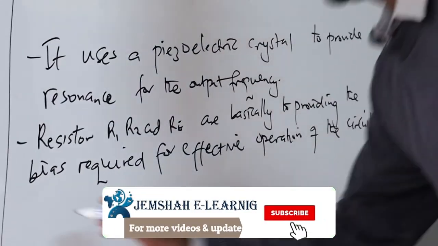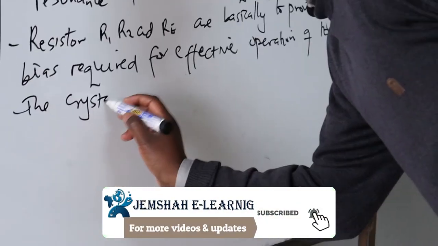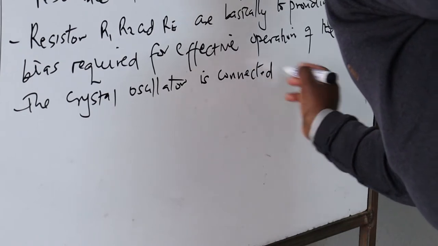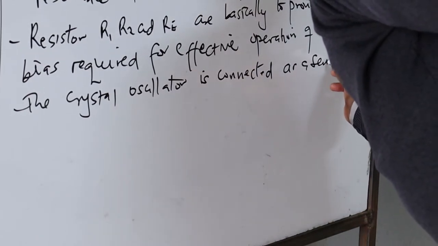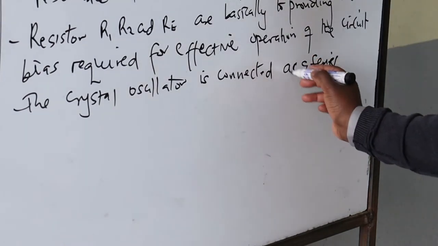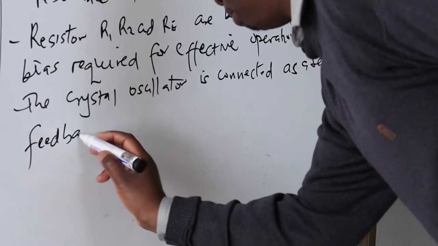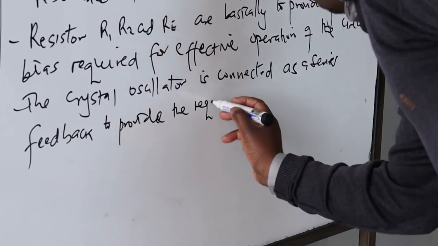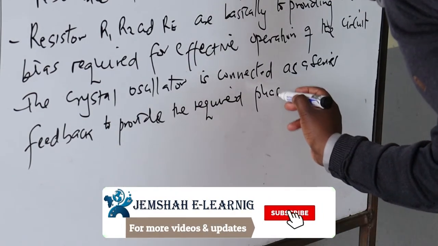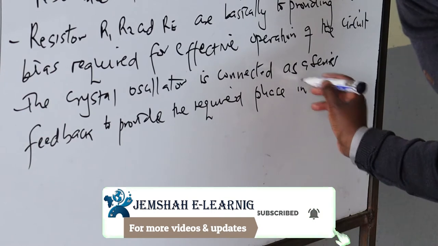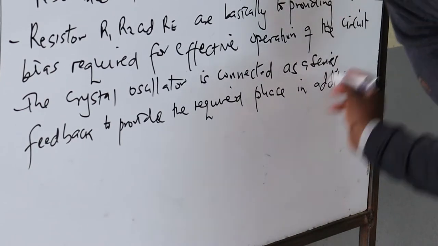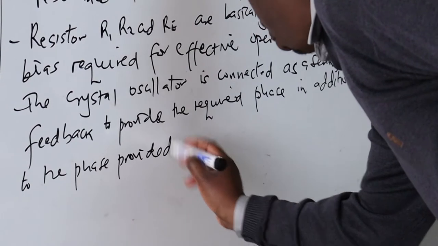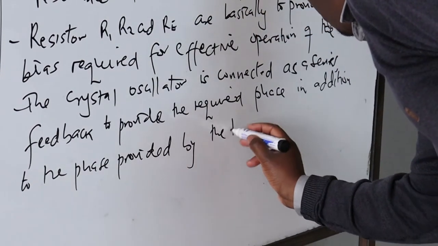So another thing I've said is that the crystal oscillator is connected as a series feedback, to provide the required phase in addition to the phase provided by the transistor.